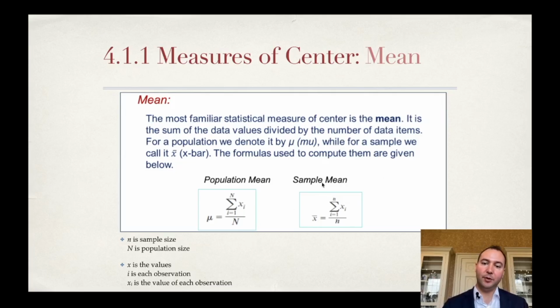So let's look at the sample mean, and we see the same result. The n is the size of our sample. The xi is, again, each value in your sample. Okay, so the i is the index for each individual, for each observation of your sample.